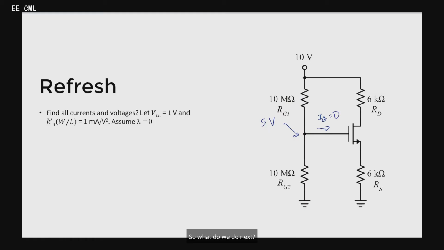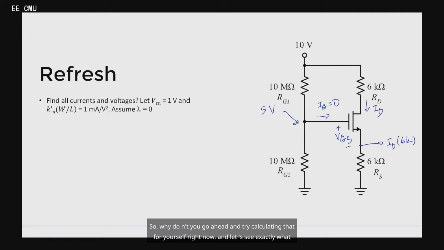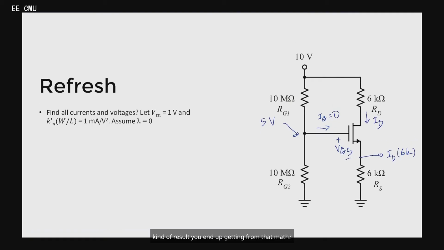So what do we do next? Where is VGS? This is VGS, right? Could you tell me what the specific value of the source is? Now, keep in mind that this particular item has an ID associated with it, right? And if you look closely, this value is actually equal to that ID multiplied by 6,000. So why don't you go ahead and try calculating that for yourself right now? It is not difficult.